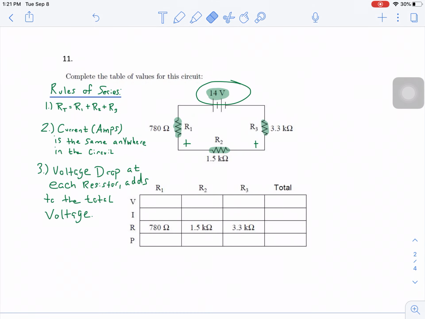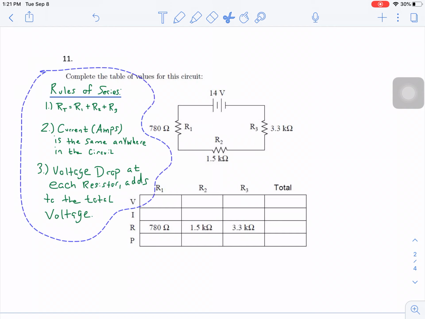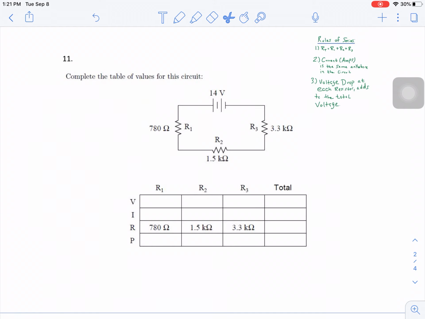So those are our three rules. Resistance total is the sum of our resistors. Current is the same everywhere. And the amount of pressure or voltage lost at each resistor adds to the total. I'm going to minimize these rules because we will have to come back to them eventually.